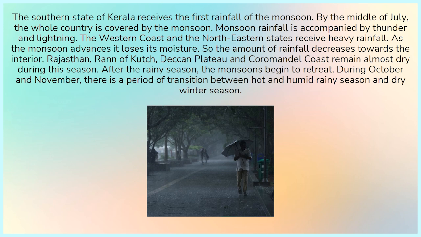Monsoon rainfall is accompanied by thunder and lightning. The western coast and the northeastern states receive heavy rainfall. As the monsoon advances, it loses its moisture. So the amount of rainfall decreases towards the interior. Rajasthan, Rann of Kutch, Deccan Plateau and Coromandel Coast remain almost dry during this season. After the rainy season, the monsoons begin to retreat. During October and November, there is a period of transition between hot and humid rainy season and dry winter season.